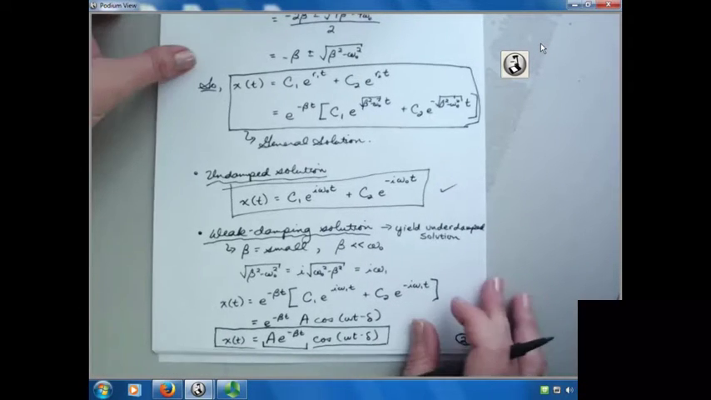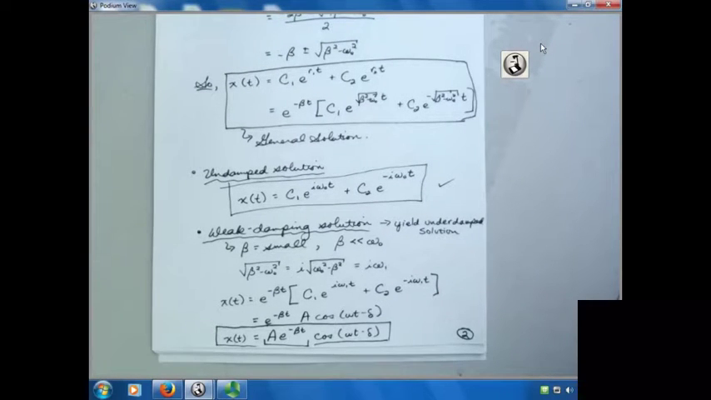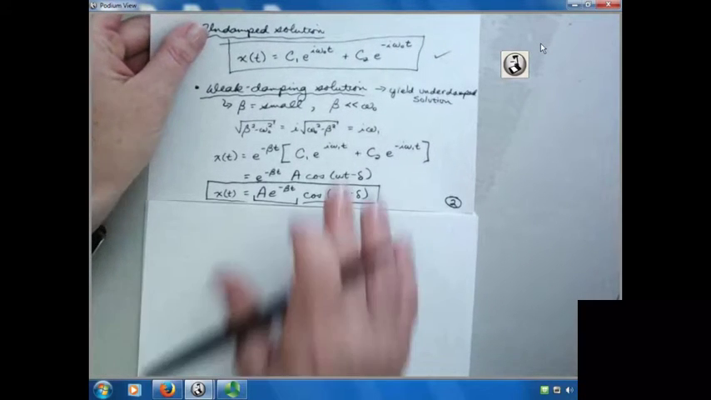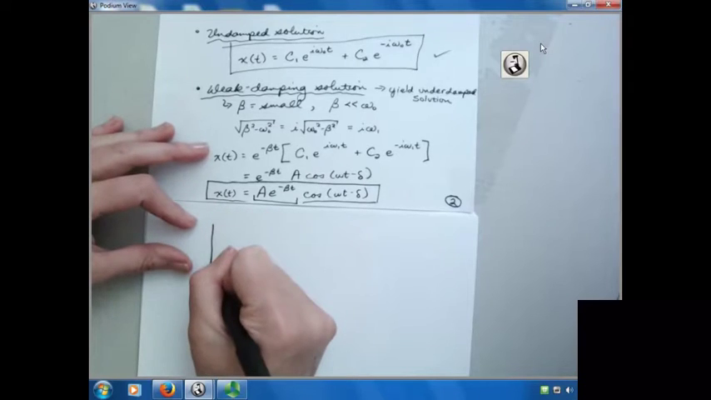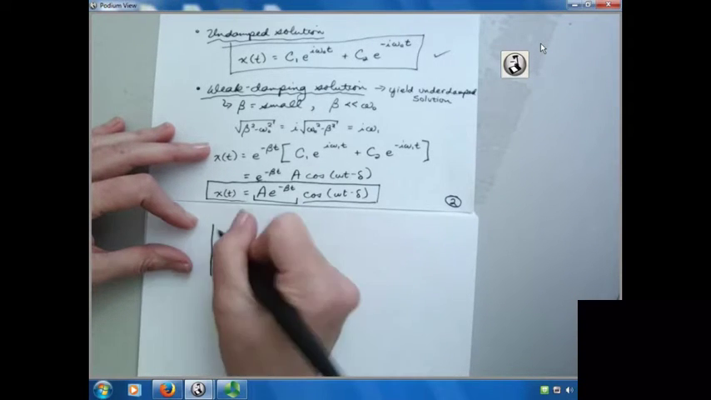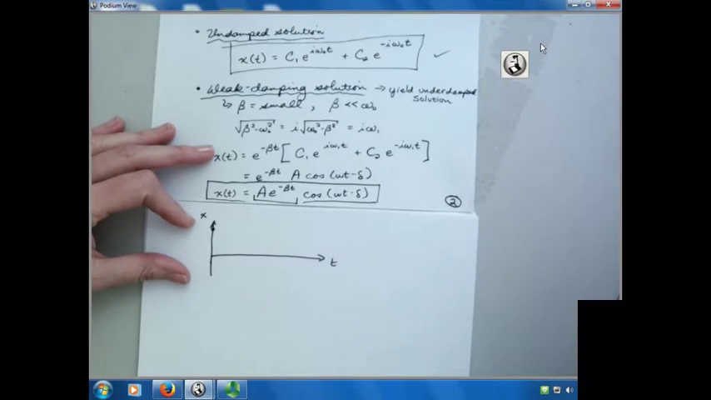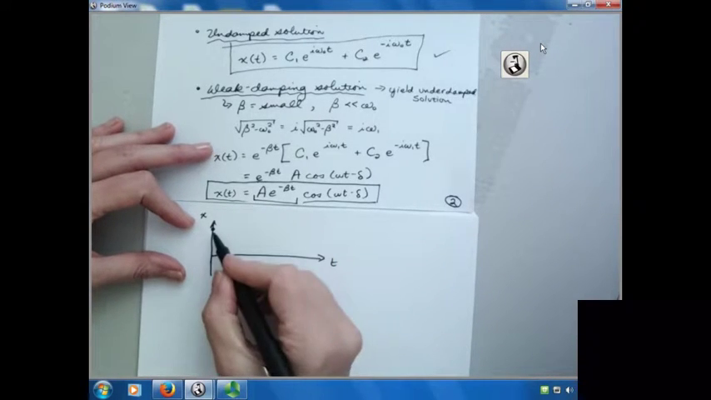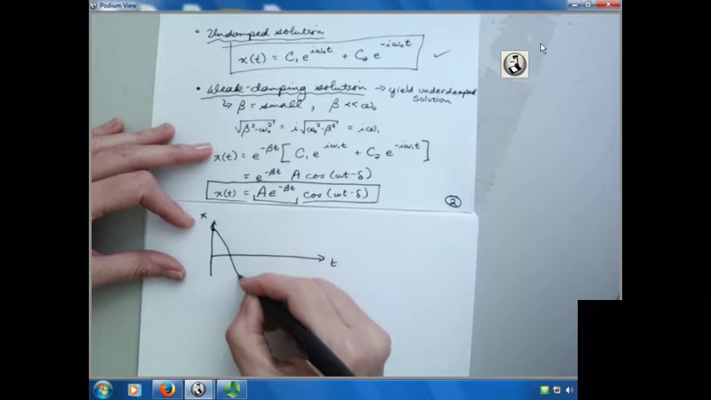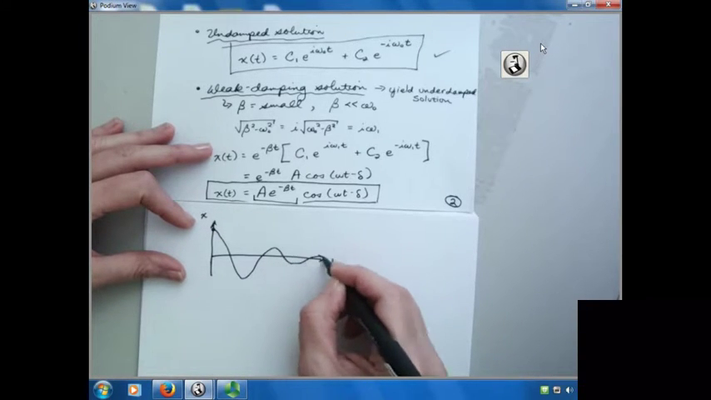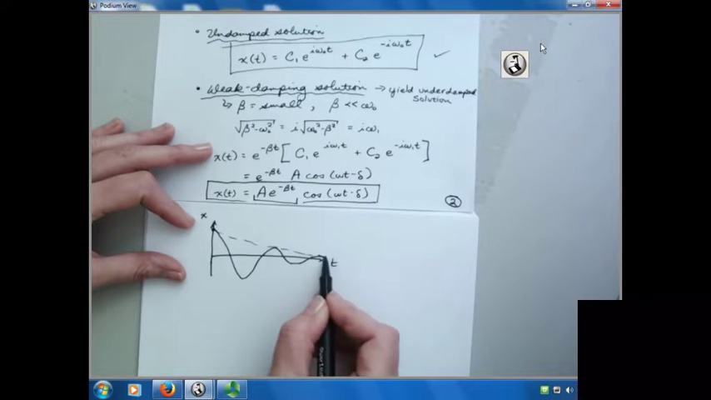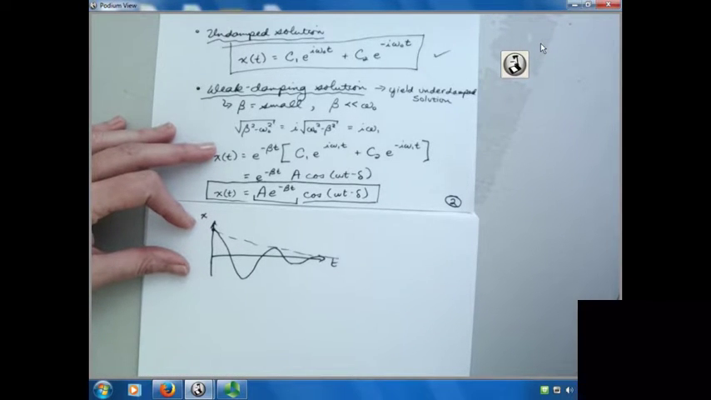Let's make a plot of that. So x is a function of time. I start out at A, and then I have some sort of a thing like this, where my amplitude is exponentially decaying towards 0. All right.